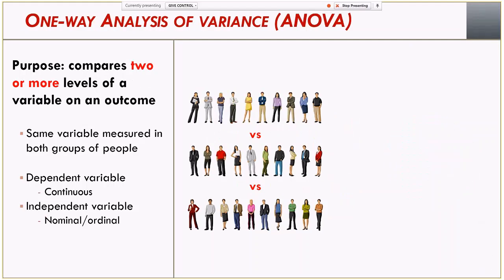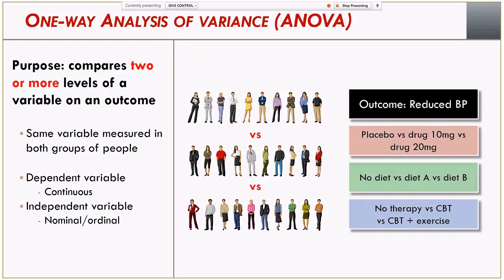So this is the same variable being measured across all groups of people. Again, your dependent variable should be continuous, and your independent variable should be nominal or ordinal. It should be some sort of grouping variable. So let's say our outcome is to reduce blood pressure. These are very, very stressed individuals, as we all are right now. So we could administer placebo in one group, a drug at 10 milligrams in another one, and a drug at 20 milligrams at another one.